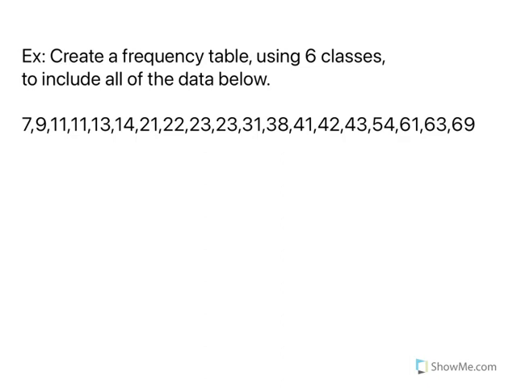So we are going to do a problem, and with this, we're going to walk through all of the steps. Create a frequency table using 6 classes to include all of the data below. So you see we have some numbers here, and they range from 7 to 69, with a lot of things in between. If I had to list these all out, it would look really crazy. So you might want to hit pause, write down these numbers, and then follow along step by step.